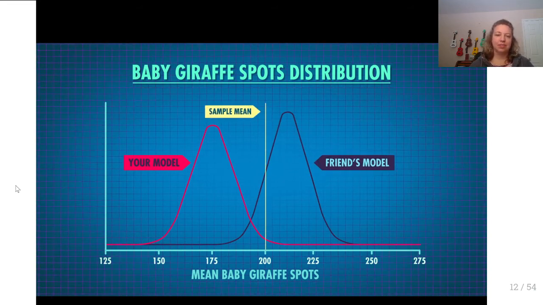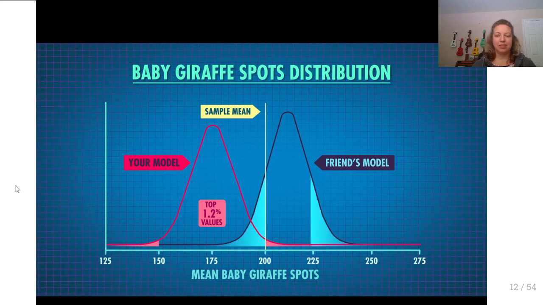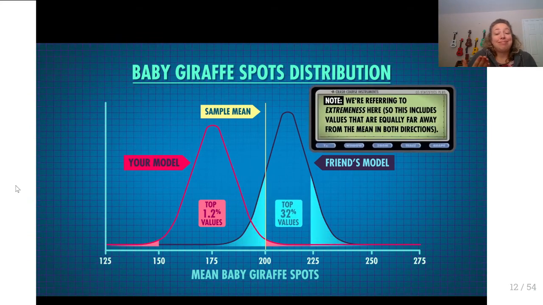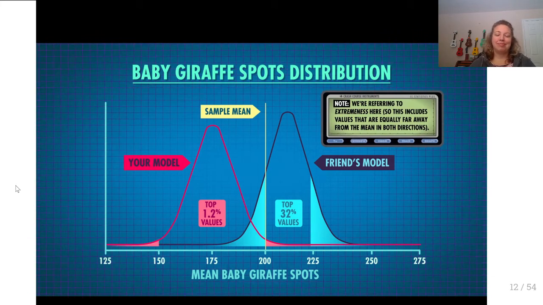Let's look at where our sample mean of 200 lies on both of these distributions. You can see that we're more likely to get a mean of 200 spots under your friend's hypothesis than yours. If your model were correct, a mean of 200 spots is pretty rare. It's in the top 1.2% most extreme values we'd expect to see. Whereas in your friend's model, a mean of 200 spots is only in the top 32%, which means it's pretty common that we'd see sample means around 200 if your friend's model was correct.